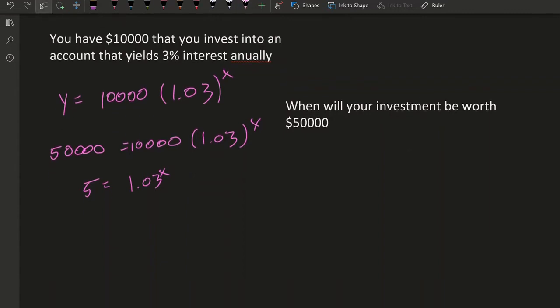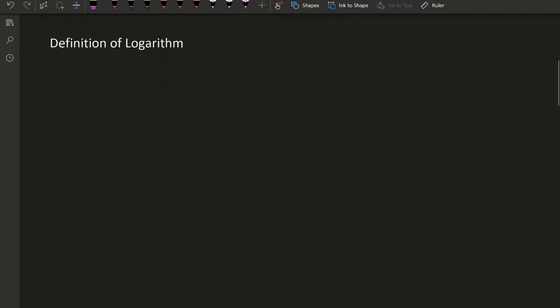Now, with methods that we've used in the past, if that x had been a 3, for example, 1.03 to the third power, I could take the third root. So we might think about trying the xth root, but then I would get 1.03 equals the xth root of 5. And at that point, I don't know what to do with that either. So this is where logarithms come in. Logarithms are going to give us a way to get the x out of the exponent to a point where we can solve it. So let's go ahead and talk about the definition of a logarithm.